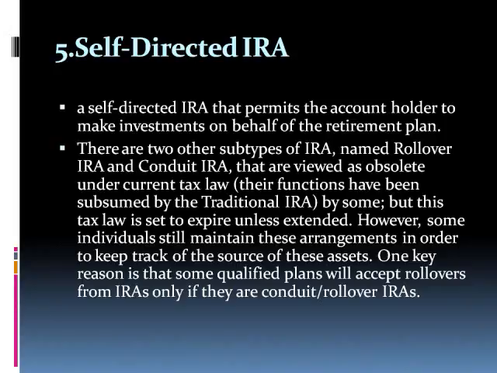Five, self-directed IRA. A self-directed IRA permits the account holders to make investments on behalf of the retirement plan. There are two other subtypes of IRA, named rollover IRA and conduit IRA. They are viewed as obsolete under the current tax law by some, but this tax law is set to expire unless extended. However, some individuals still maintain those arrangements in order to keep track of the source of these assets. One key reason is that some qualified plans will accept rollovers from an IRA only if they are conduit and rollover IRAs.